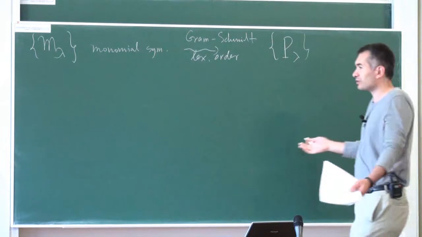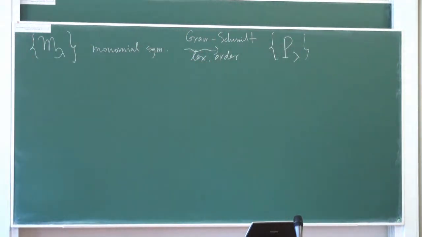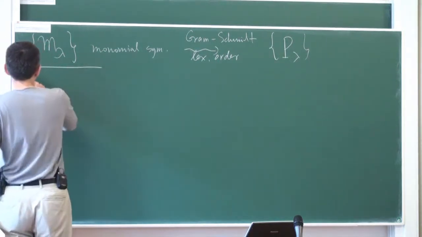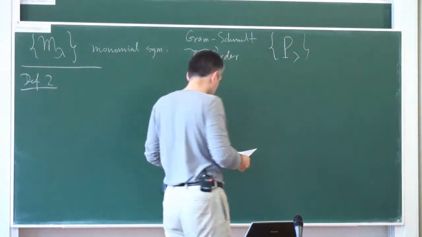It's a definition that falls from the sky. It's not clear it's a good definition. Gram-Schmidt is very non-explicit, and what good does it do? Now, here is definition number 2, which is much more structural.